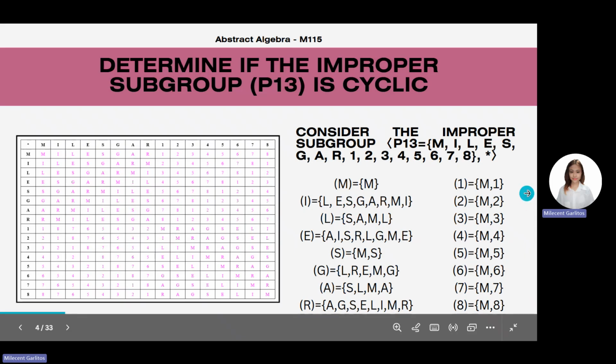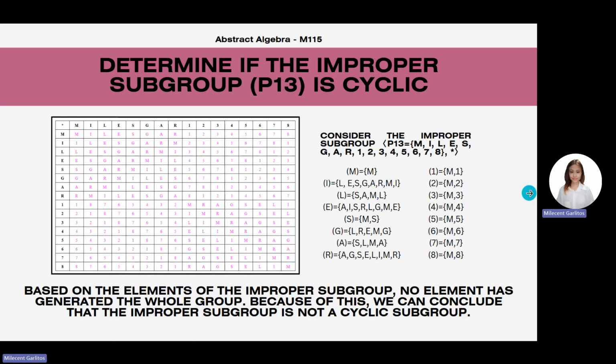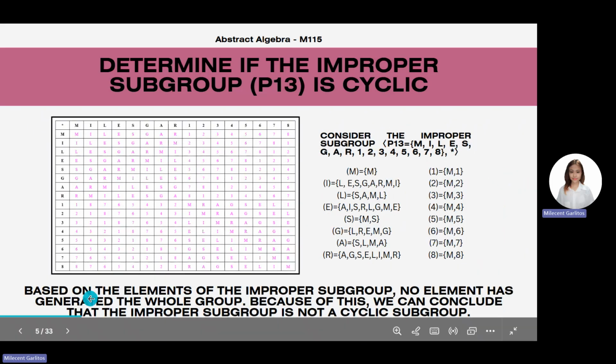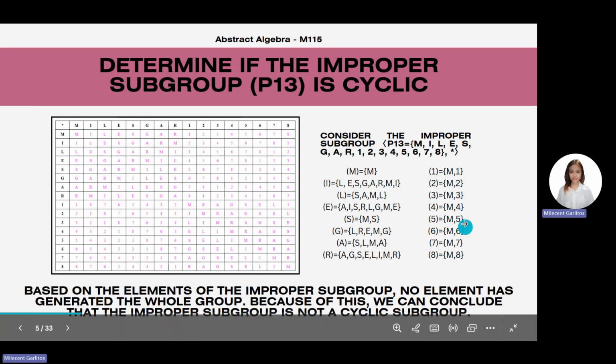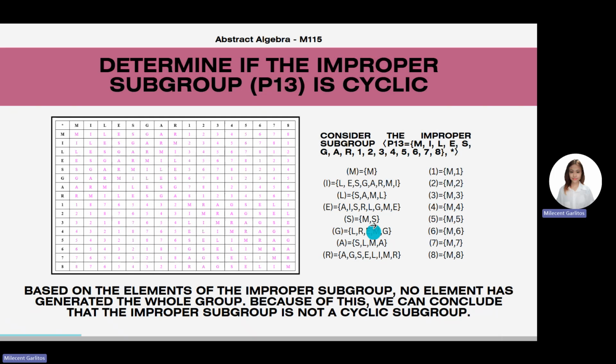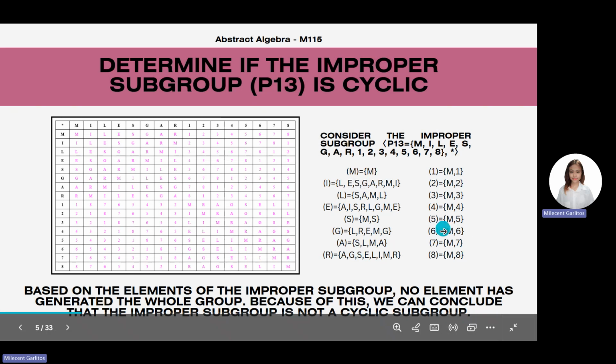So now we need to determine if the improper subgroup P sub 13 is cyclic. Based on the elements of the improper subgroup, no element has generated the whole group. Because of this, we can conclude that the improper subgroup is not a cyclic subgroup. We have generated only limited elements, and it does not show all of the elements under P sub 13. So we can conclude that it is not a cyclic subgroup.